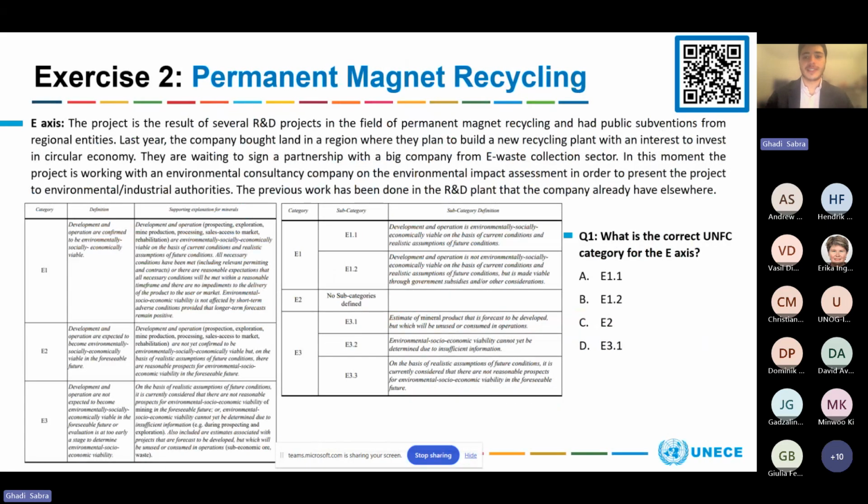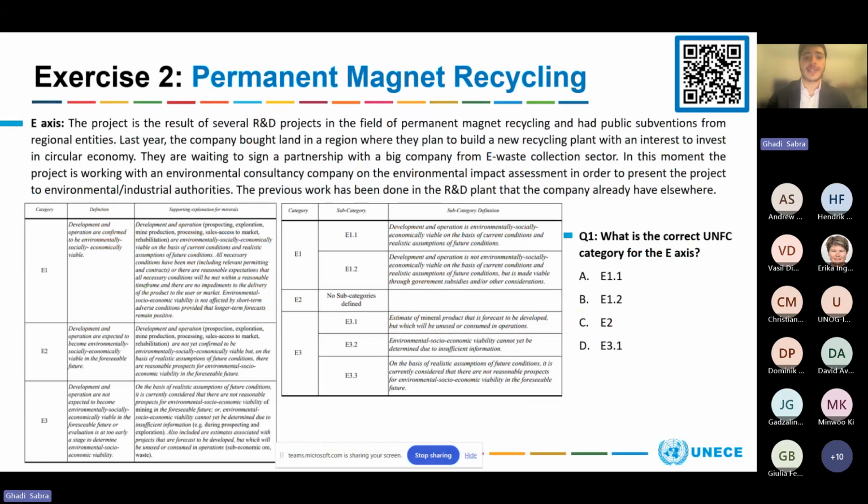Perfect. Now that we did the extraction project, let's move on to the permanent magnet recycling project. So this is more on secondary raw materials, anthropogenic resources. Again, let's go systematically, starting with the E-axis. So the project is the result of several R&D, research and development projects in the field of permanent magnet recycling and had public subventions from regional entities.